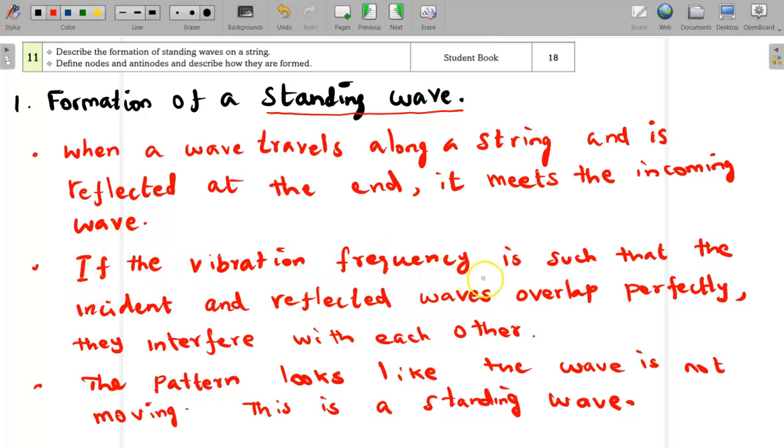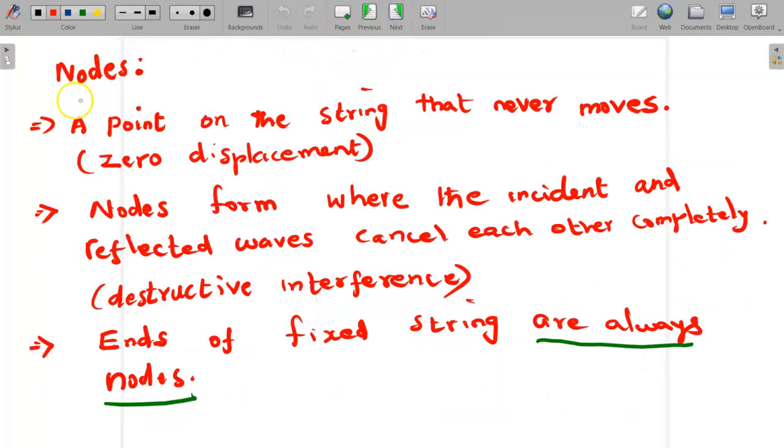If the vibration frequency is such that the incident and reflected waves overlap perfectly, they interfere with each other. The pattern looks like the wave is not moving. This is a standing wave. Now we have described the standing wave. The next part, we are describing nodes.